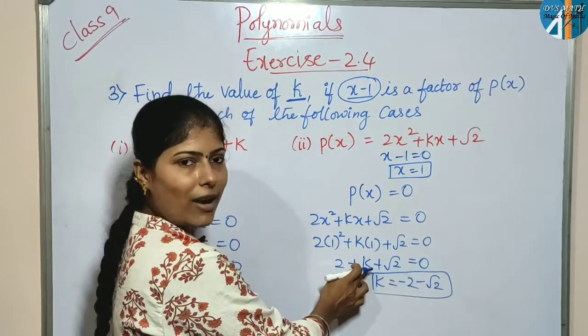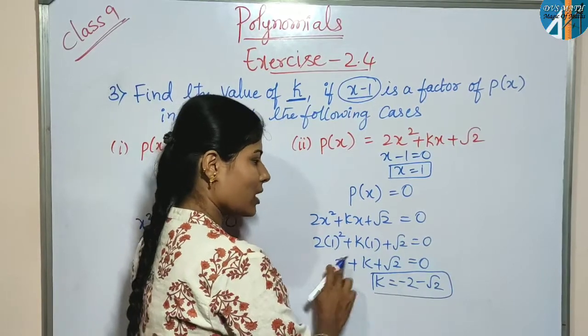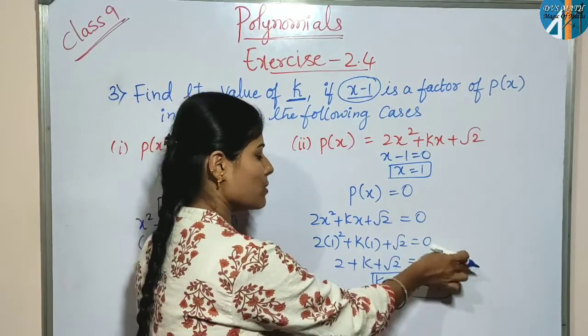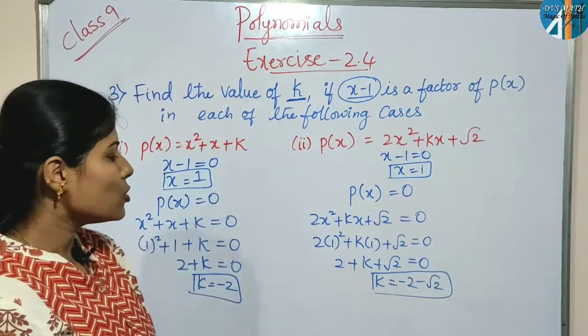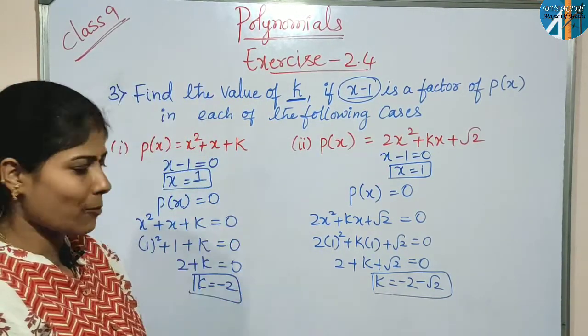Now you have to find the value of k here. So send 2 and root 2 to the RHS. Plus 2 becomes minus 2, plus root 2 becomes minus root 2. So value of k is minus 2 minus root 2. Let's move on to the next sub questions.